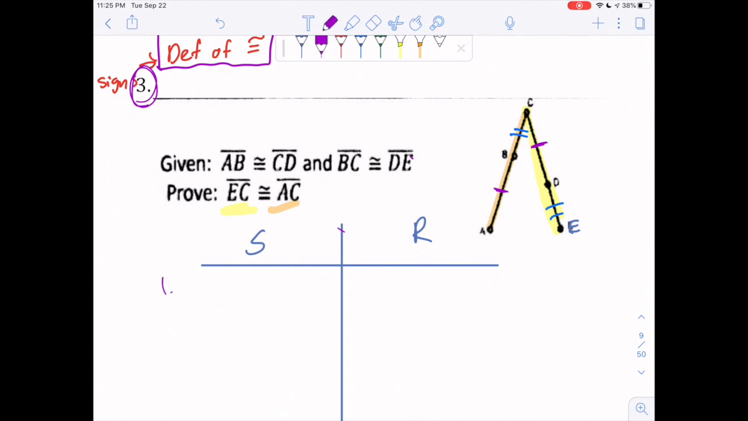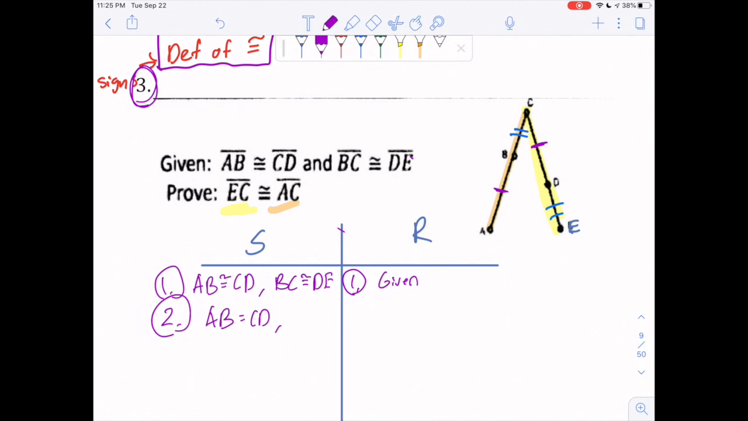So let's put this down as a proof, right? The key is to explain everything properly. So AB is congruent to CD. BC is congruent to DE. That is given. Remember, when you see congruent signs, you need to change that to equal sign. So step 2, hopefully it's a free point. Just say it's equals. This is so we are able to do mathematical operations with it. You can't do mathematical operations with congruent, but you could do it with an equal sign. So definition of congruence, boom.